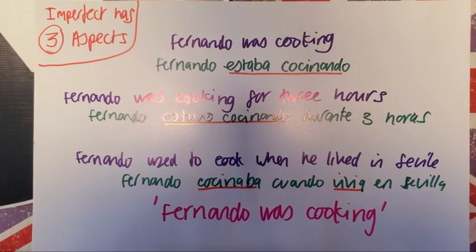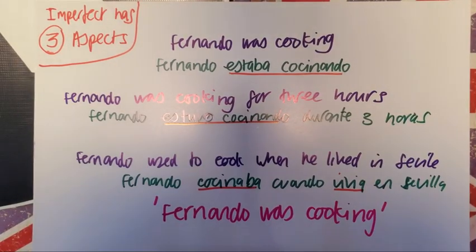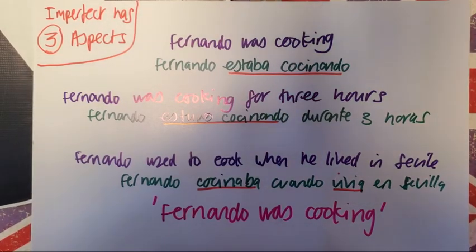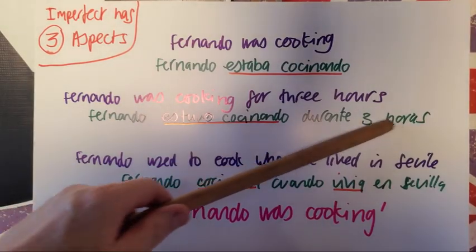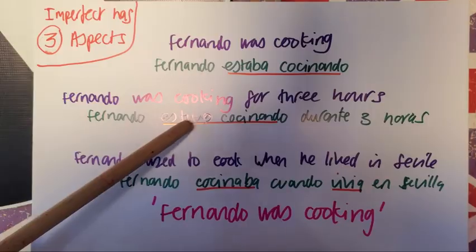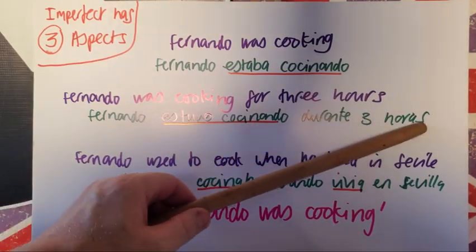Okay. If you're advanced, you will know that that is the pretérito perfecto indefinido progresivo. Just call it the imperfect in English if you want. But when you specify a period of time, or you're watching something which occurs over a specific period of time, it's estuvo. Fernando estuvo cocinando durante 3 horas.